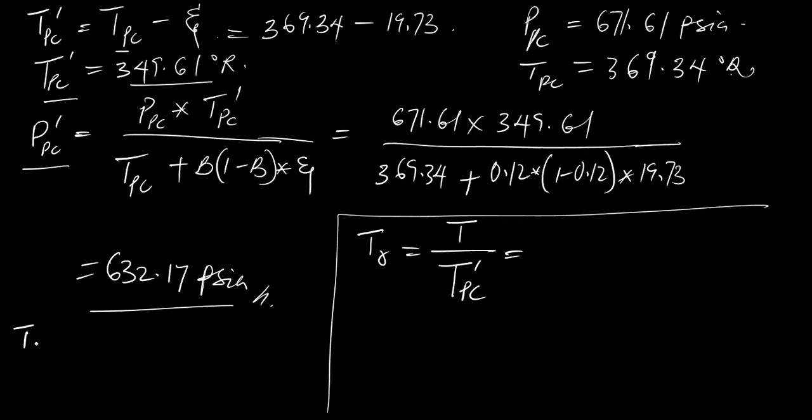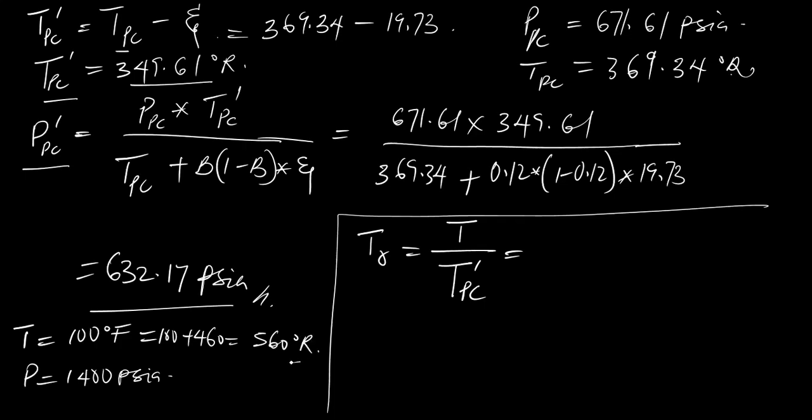So the temperature T is 100 degrees Fahrenheit, while the pressure is 1400 psia. Now we need to convert this temperature to Rankine, which is we add 460 to it, so this will give us 560 degrees Rankine. So we have 560 divided by 349.61. So this will give us 1.60.